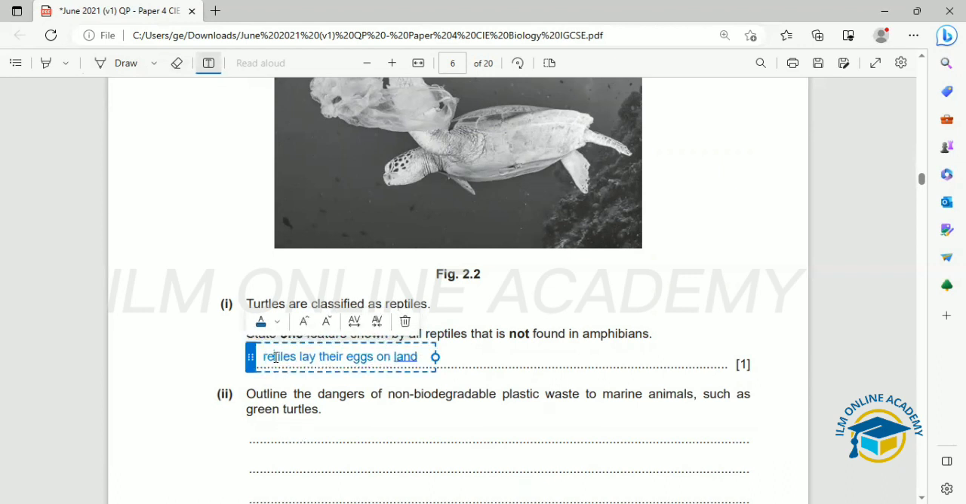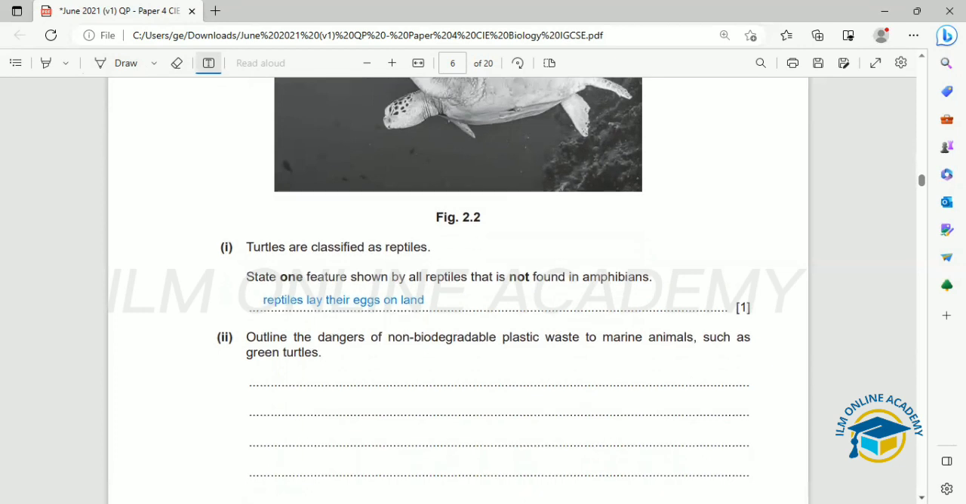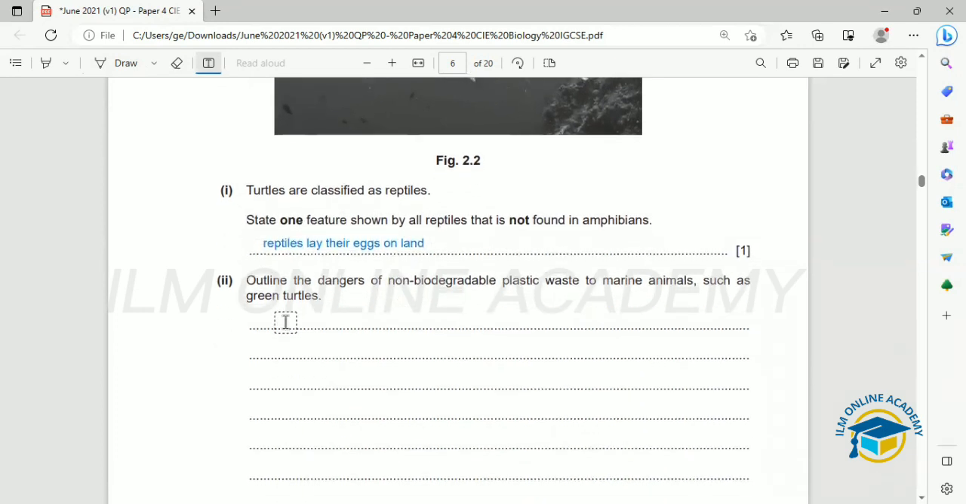Okay, just reptiles. Outline the dangers of non-biodegradable plastic to marine animals such as green turtles. Now, non-biodegradable plastic is the one that does not break down. If the marine animals ingest this plastic, it's not going to get digested and excreted out, right? So it can lead to toxicity. Ingestion might also cause suffocation, like a large piece of plastic, and then death.